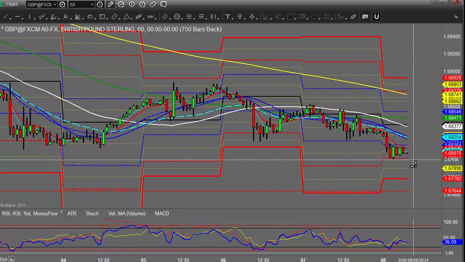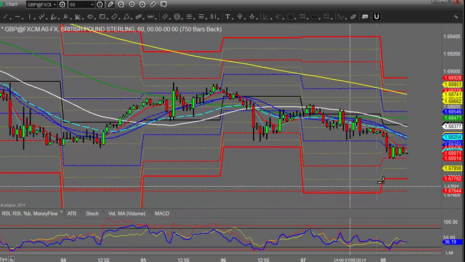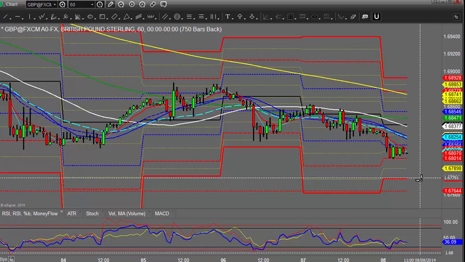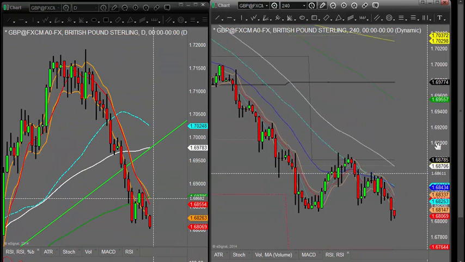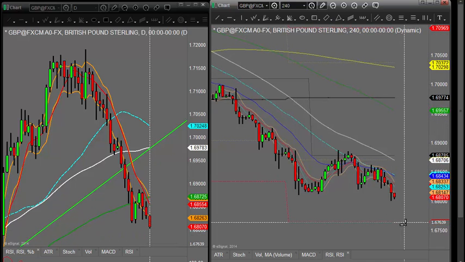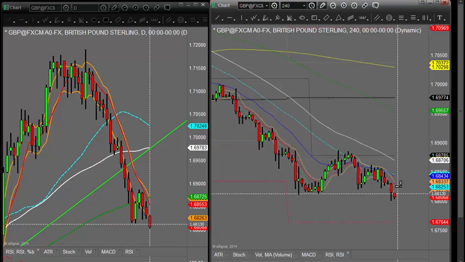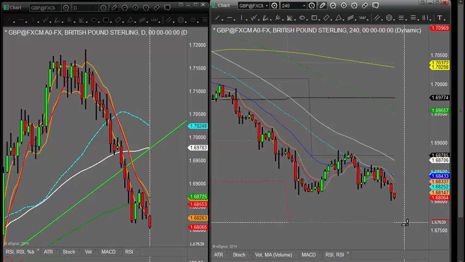Could see us come down to the daily S3 area there. From that picture on the monthlies, we haven't got much in the way until we get down to the monthly S1 area, so quite a long way down before we find some further support.